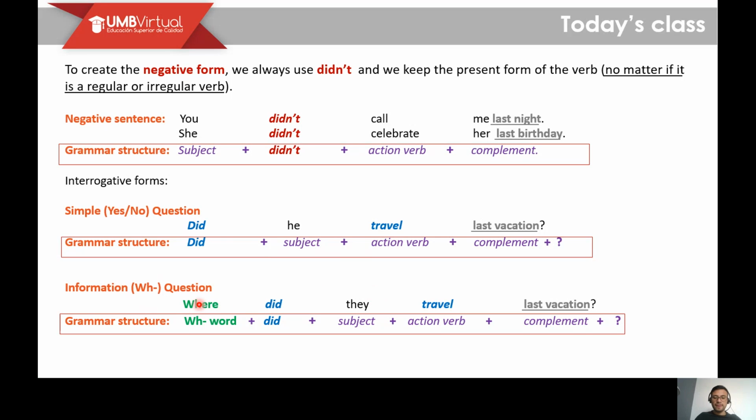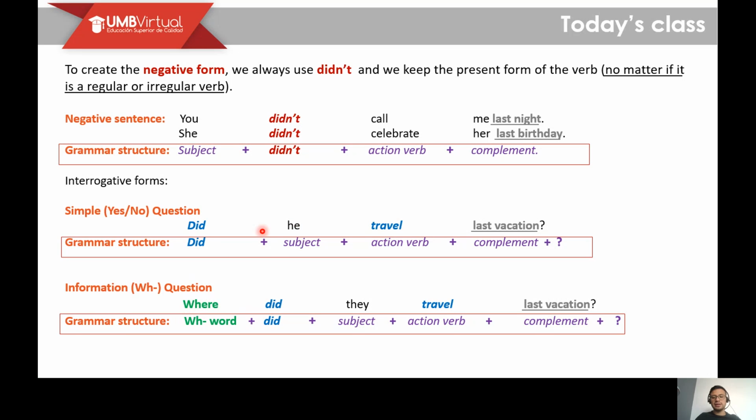For example, if you are asked, where did they travel as vacation? You cannot say, yes, they did. You are not answering the question, which is where, the place. See, el lugar, where. We are going to keep the same structure like this one, but at the beginning we are going to write the question word.